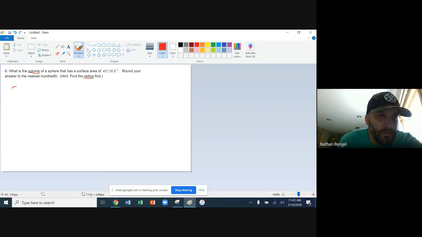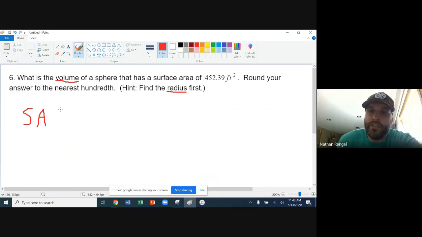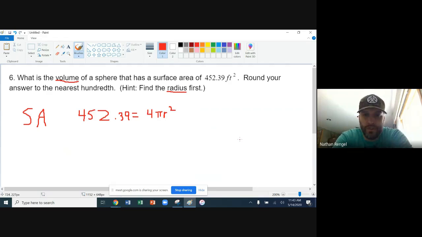So the surface area of this particular sphere is equal to 452.39. So I'm going to take 452.39 and we're going to set that equal to the surface area formula, 4 pi r squared. Now what you'll notice is that in the surface area formula there's only one measurement you need, which is the radius. So if we know the surface area, then the only thing missing is going to be the radius.